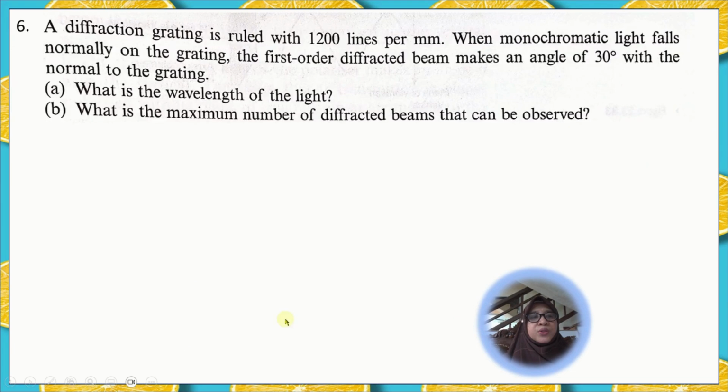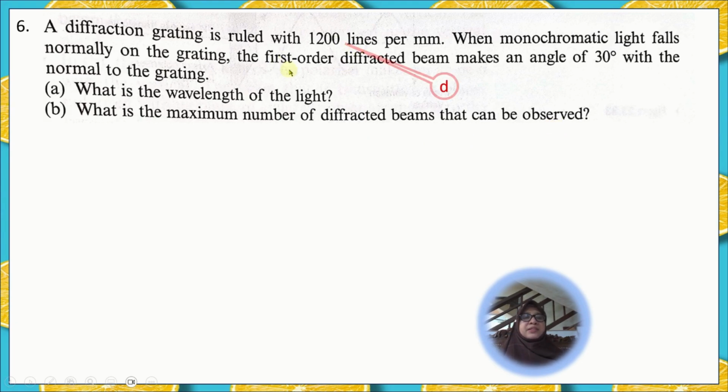Now we go to question 6. A diffraction grating is ruled with 1,200 lines per millimeter. When monochromatic light falls normally on the grating, the first order diffracted beam makes an angle of 30 degrees with the normal to the grating. What is the wavelength of the light and what is the maximum number of diffracted beams that can be observed?